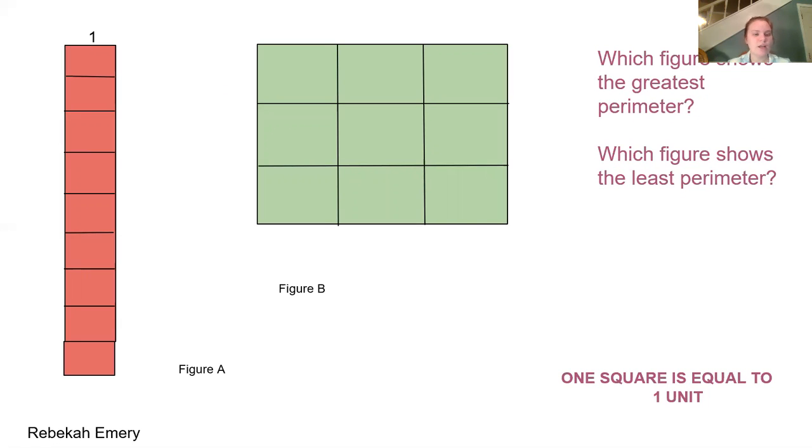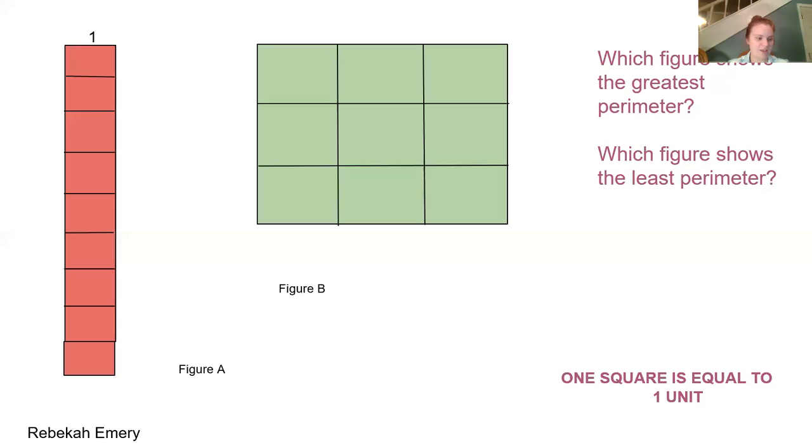Next, we will take a look at perimeter. Perimeter is the measure of the distance around the shape. Think of it like a fence. Using the same 9 tiles, you could make many different shapes. Each time a new shape is created, there could be a different perimeter. Using the 2 examples on the screen that I've made, let's see how this works. Which figure shows the greatest perimeter, and which shape shows the least perimeter?